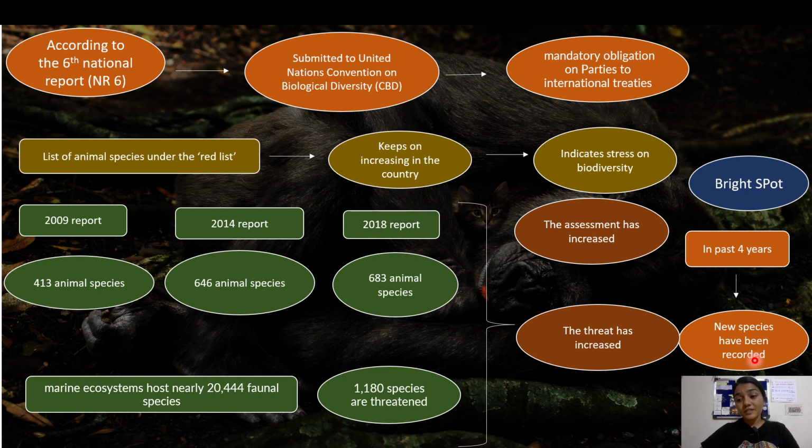In the past 4 years, new species have been recorded. Around 3,655 floral and 1,693 faunal species have been recorded, which would never have been recorded if no survey had been done. So this is a positive side of the work, that new species came into existence, but at the same time we also got a list of species that are threatened.